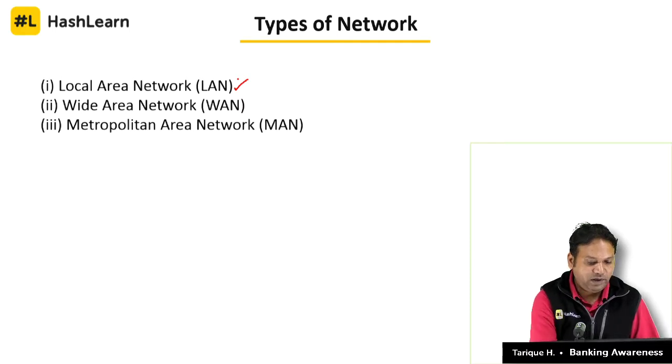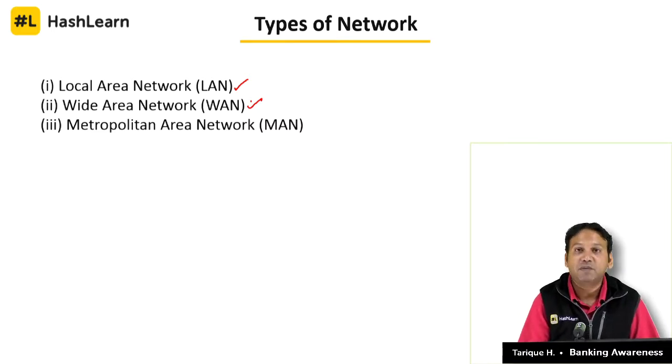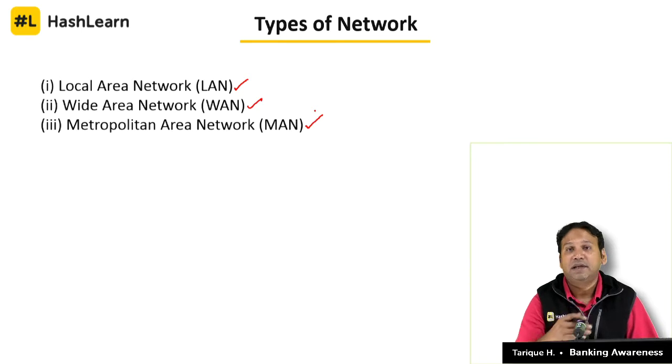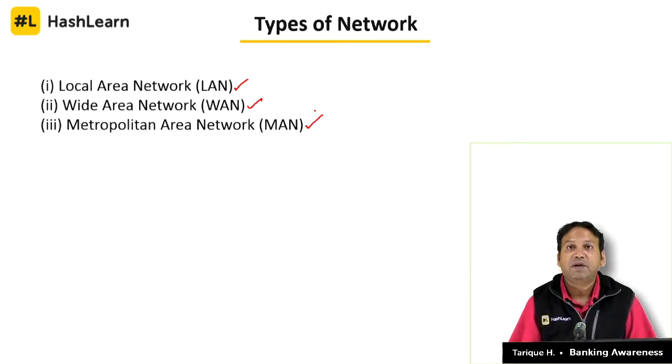And then we have wide area network, that is WAN, and then the third one is metropolitan area network. So what we will do is we will try to understand these three types of networks and what are their importance and significance with respect to computer network topics. So first let us look at the LAN network.